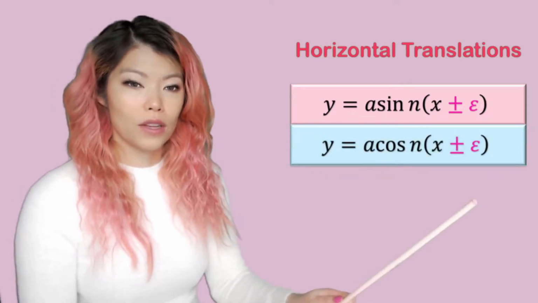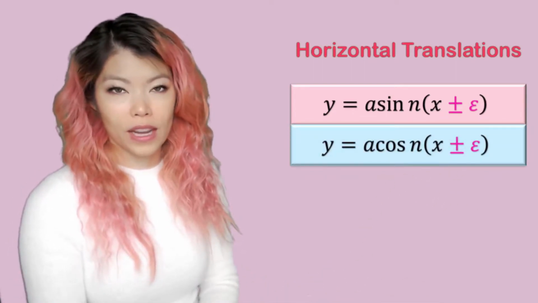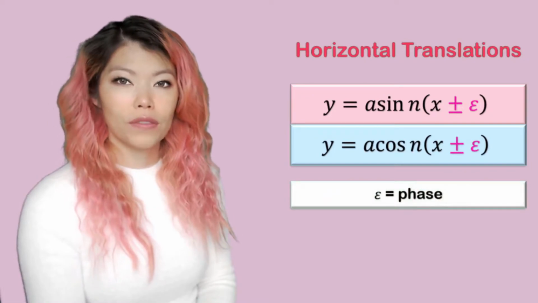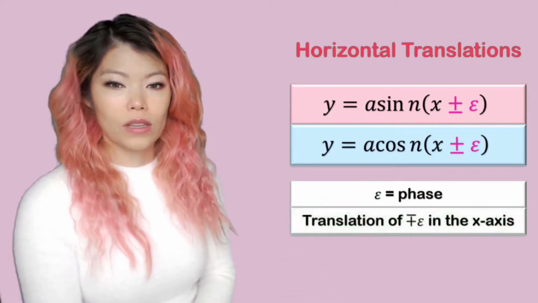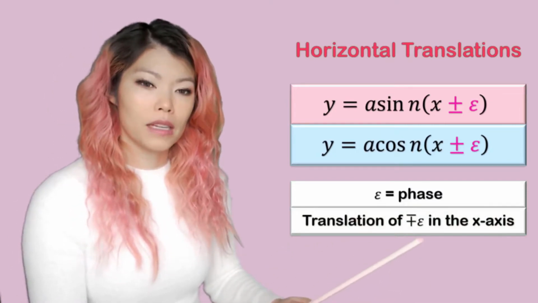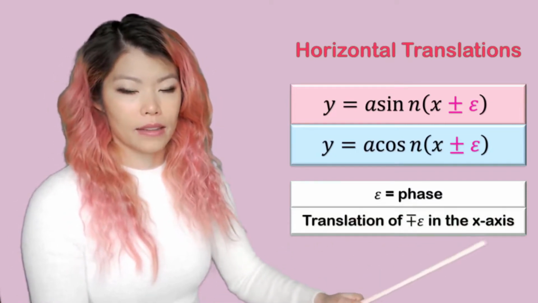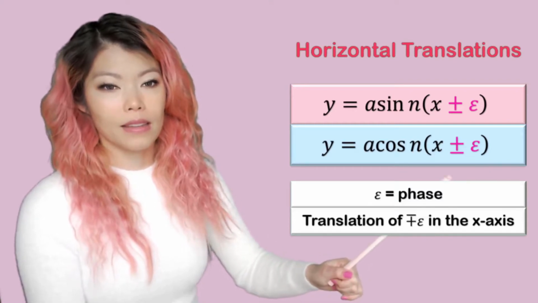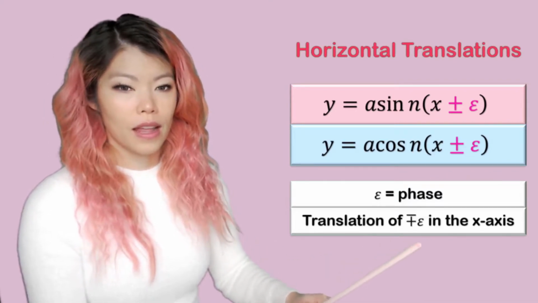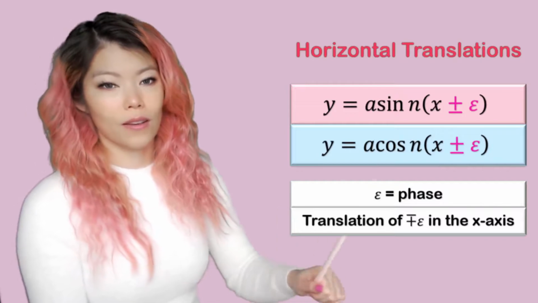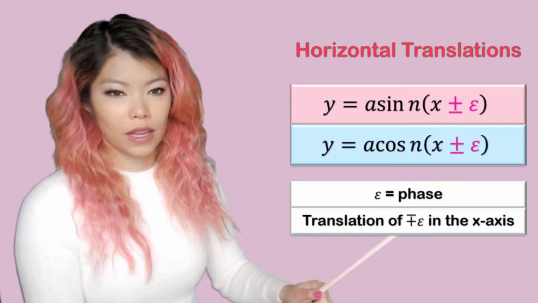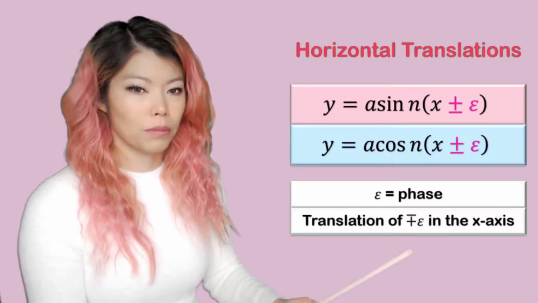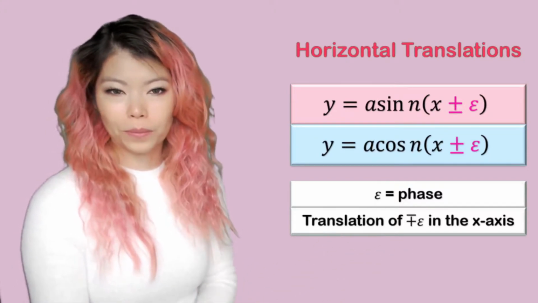We can add a value inside the bracket to shift it left and right, and we call this shift a phase shift. And the epsilon, we describe it as a translation of minus plus epsilon in the x-axis, because if we had plus in the bracket, we're moving in the negative direction of the x-axis. If we had minus epsilon, we would be moving in the positive direction of the x-axis. That's why it's minus plus in this description.